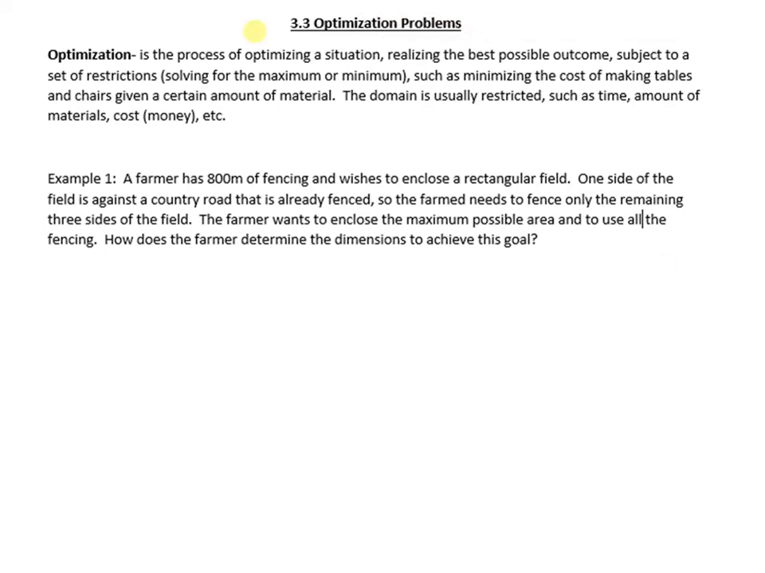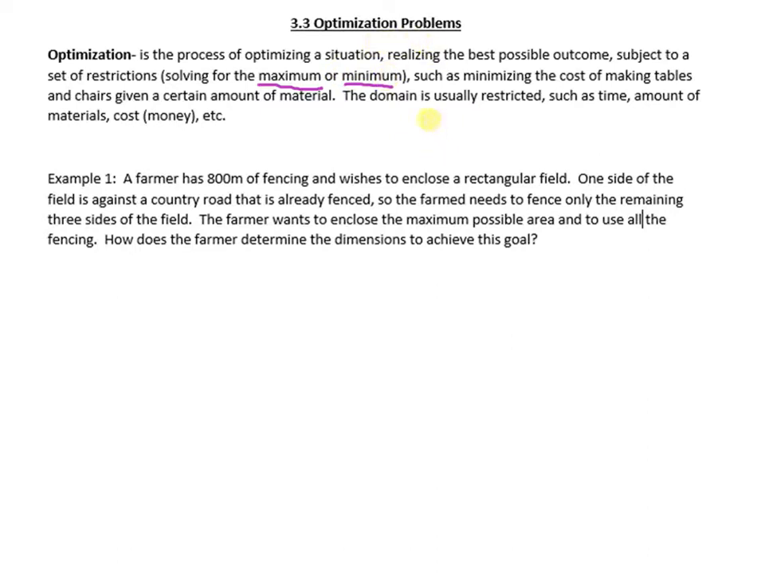Okay, 3.3 is optimization problems. So what is optimization? This is the process of optimizing a situation. It's just like realizing the best possible outcome subject to a set of restrictions. So basically what we're going to do is solve for the maximum or minimum. They're going to be real life problems, and it's going to give us restrictions.